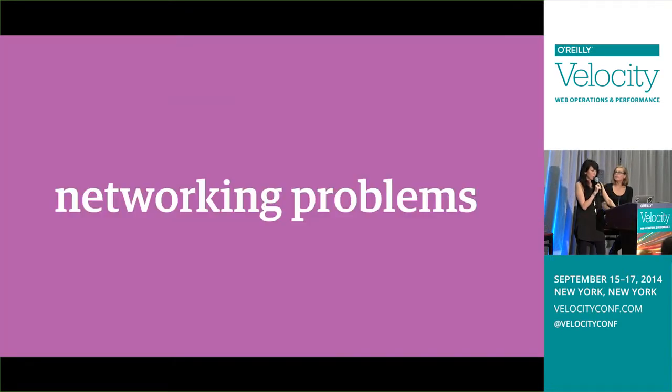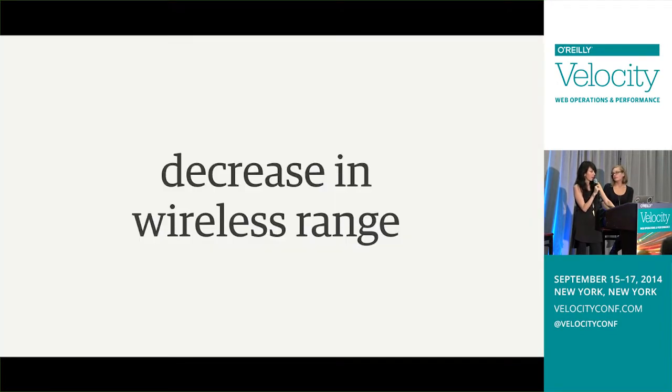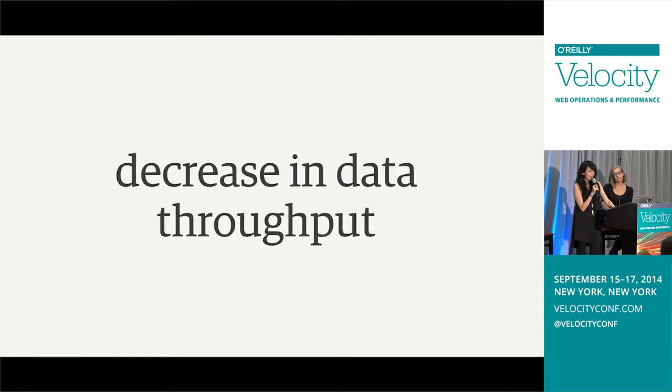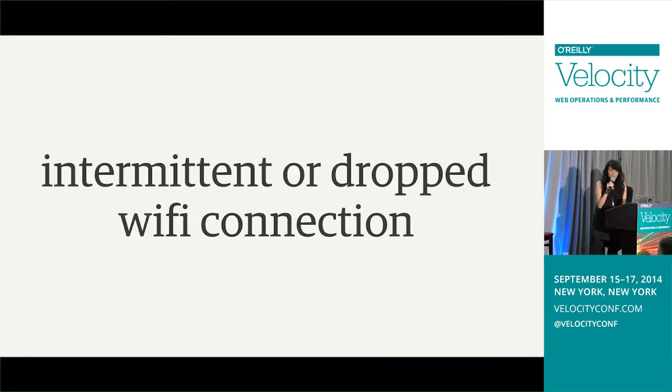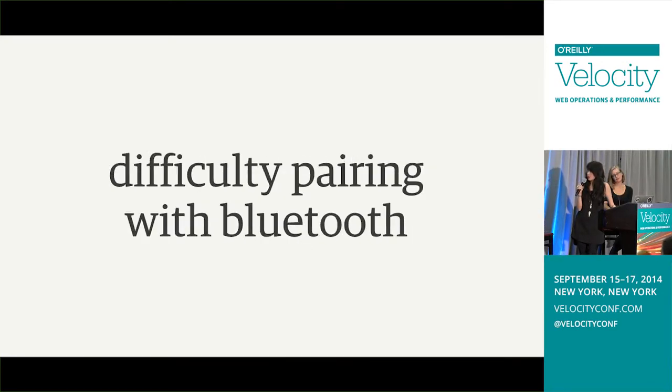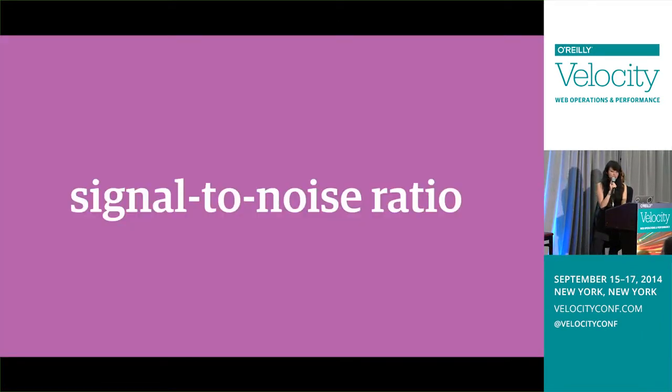Problems. Always with the problems. You can expect to encounter this. We noticed a bunch of different symptoms, such as decrease in wireless range with our devices. There was a decrease in data throughput. Sometimes we had intermittent or dropped Wi-Fi connections. Or there was difficulty pairing with Bluetooth. And this is because of our frenemy, I shall call signal-to-noise ratio. So all of these symptoms stemmed from signal-to-noise ratio being too low on the 2.4 gigahertz wireless band.